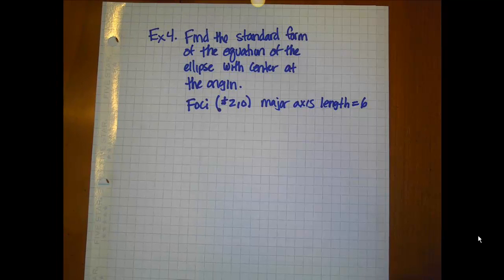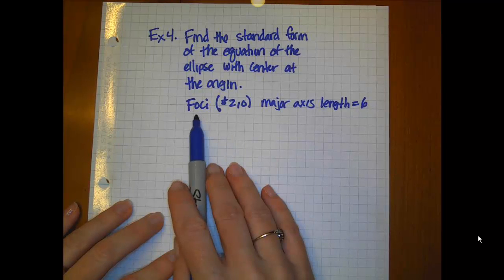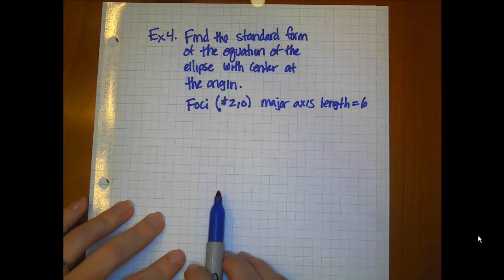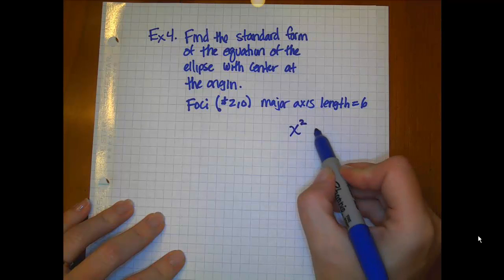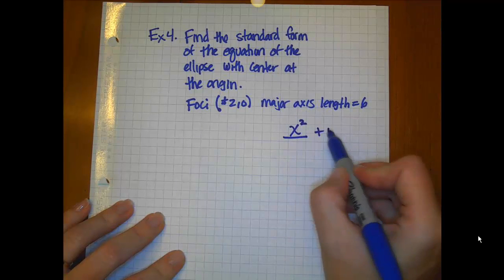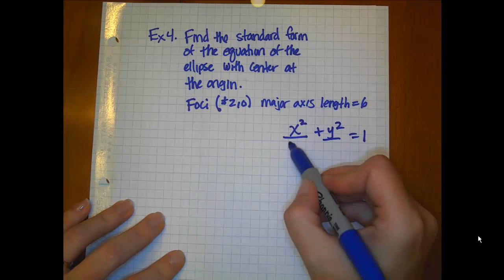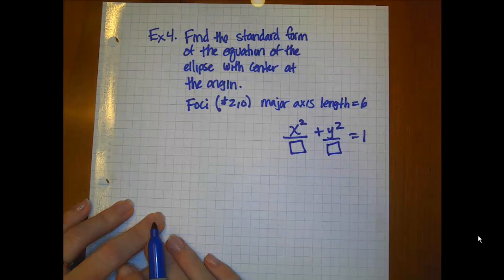And our last example, example 4, we're going to find the standard form of the equation of the ellipse with center at the origin, given the following information. We're given that the foci are at plus or minus 2, comma 0 with a major axis length of 6. So this tells me I have x squared over something plus y squared over something equals 1. And basically you have to fill in the numbers that go underneath and we will have our standard form.